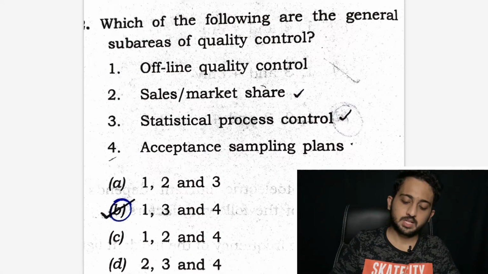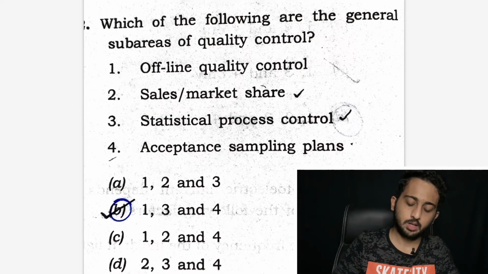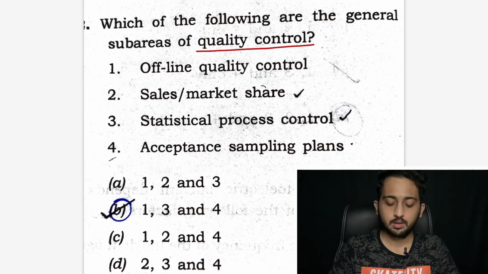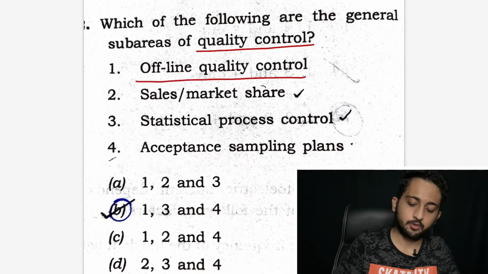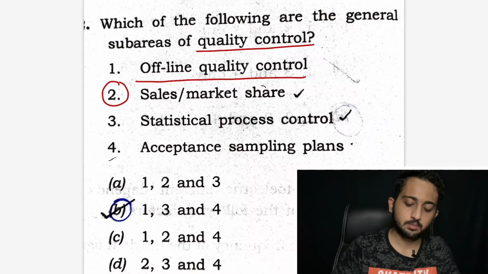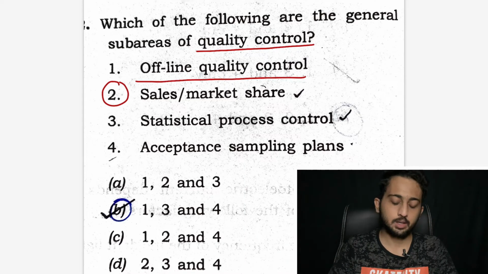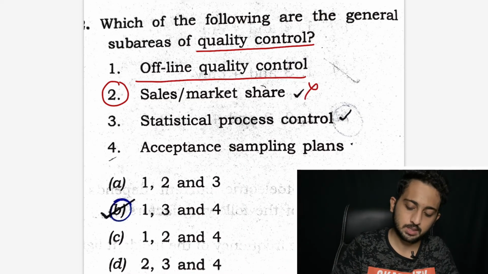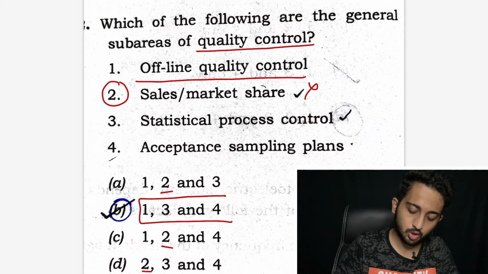This is a question from standards and quality. Which of the following are the general sub-areas of quality control? Obviously, offline quality control would be there. And there is no point of sales or market share in case of quality control. So 2 should not be in the answer. Now let's get into the options. Here 2 is there. Here also 2 is there. Here also 2 is there. So in this only option 2 is absent. So this would be the right answer.